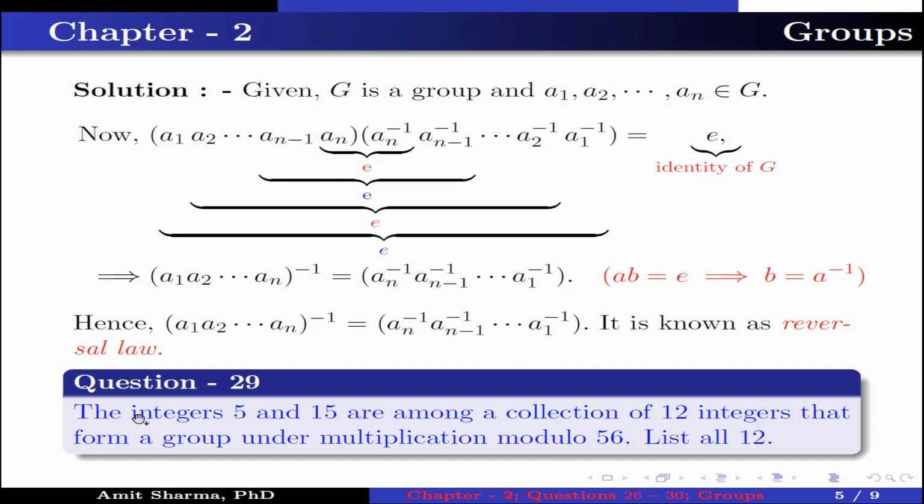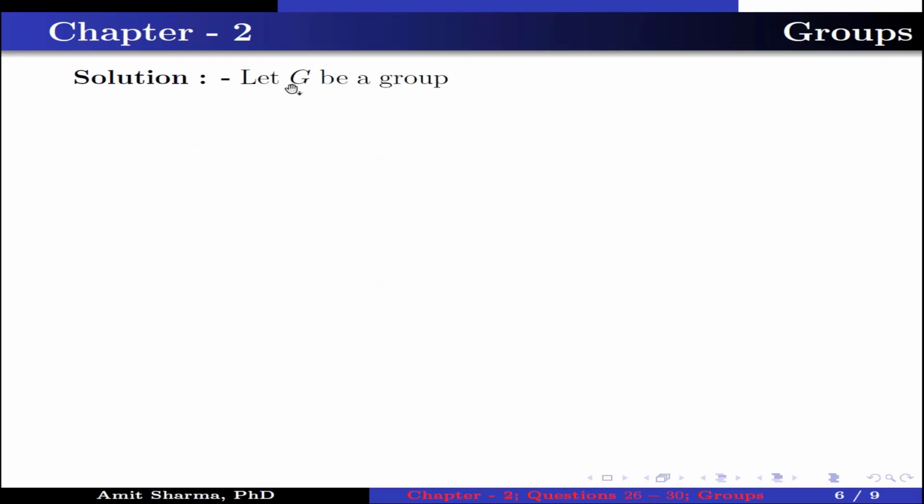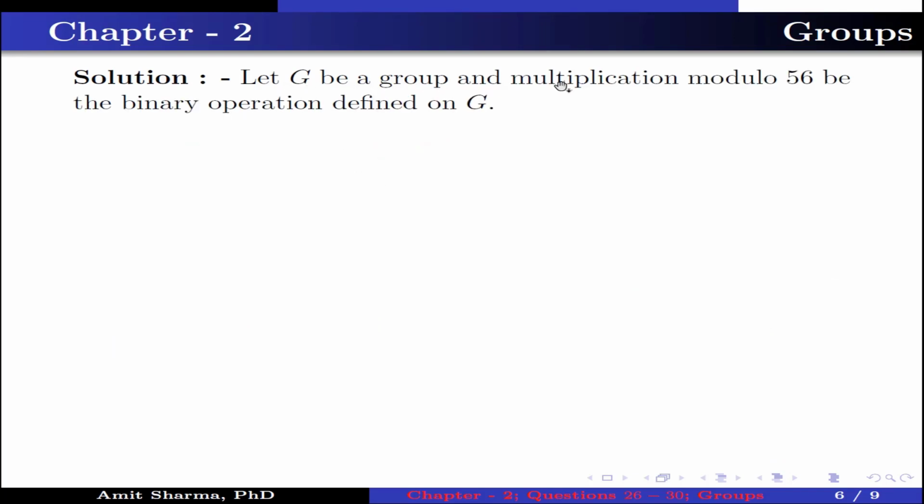Question number 29. The integers 5 and 15 are among a collection of 12 integers that form a group under multiplication modulo 56. List all 12. Now, given G be a group and multiplication modulo 56 be a binary operation defined on G.